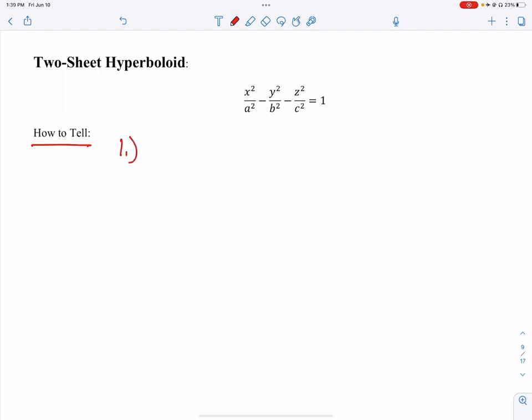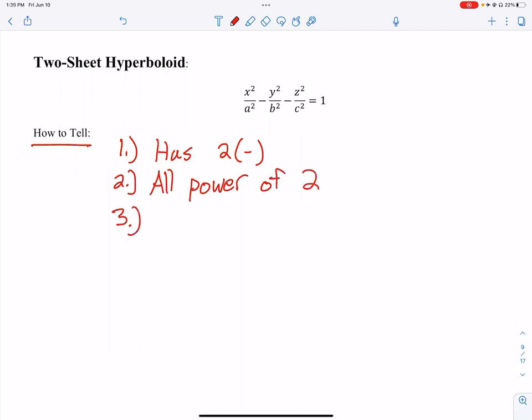The first thing, it has two negatives. Unlike its first counterpart, the one sheet hyperboloid, it only had one negative. Okay, it also has all powers of 2. And then also a constant.